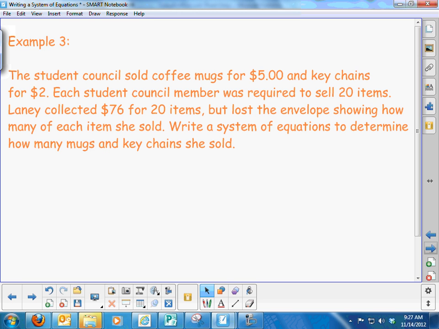So tomorrow in class, you are going to write a system of equations. For example 3, I'll read it out loud to you. The student council sold coffee mugs for $5 and keychains for $2. So I see my two variables already. Each student council member was required to sell a total of 20 items. Oh, there's some important information. Lainey collected $76 for 20 items, but lost the envelope showing how many of each item she sold. Write a system of equations to determine how many mugs and keychains she sold. All right, good luck. Bring that to class tomorrow.